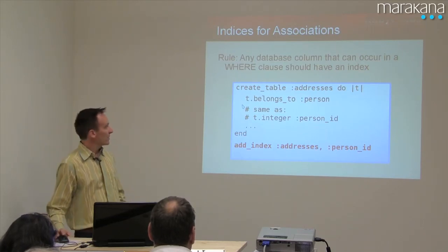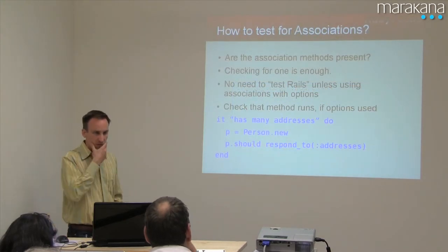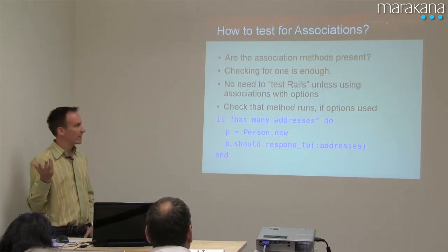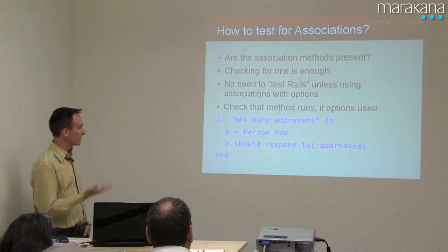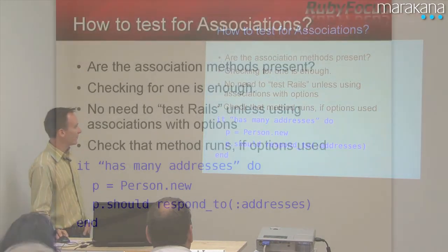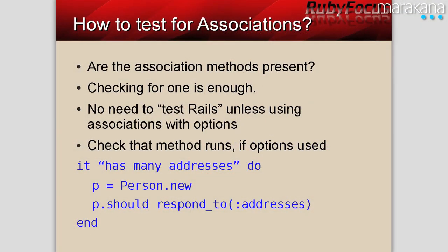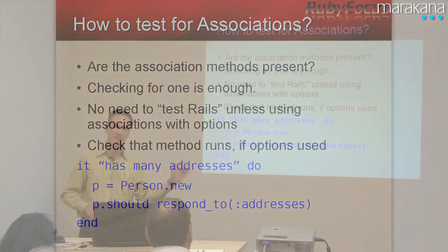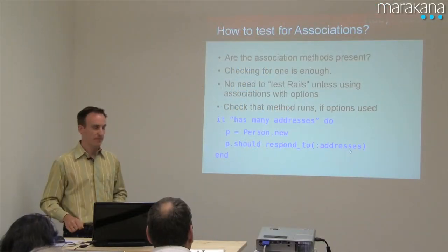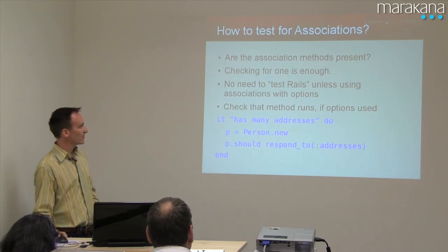All right, how to test for associations. Like we had something in the homework, right? We had has many addresses. What's the pattern? The pattern is this. First of all, check if the associations are present. And you can easily do that with a respond to, like here. The person should have addresses. That means the method is there. That means somebody put the has many thing there. Check. Good. Done. Checking for one is enough.